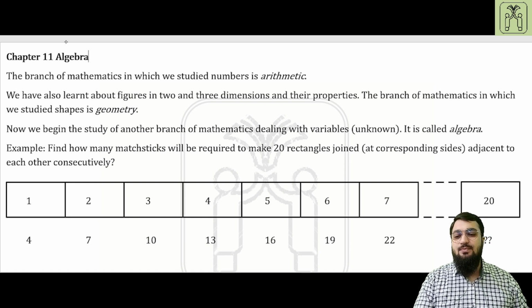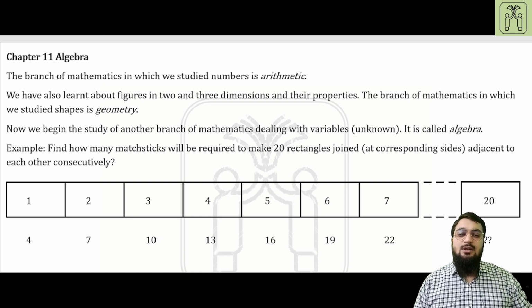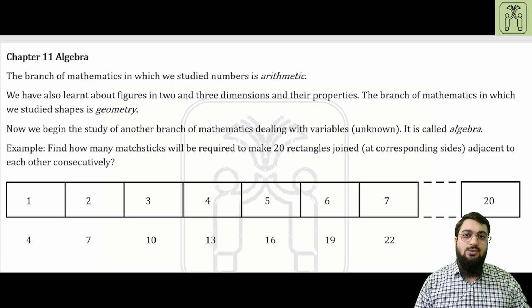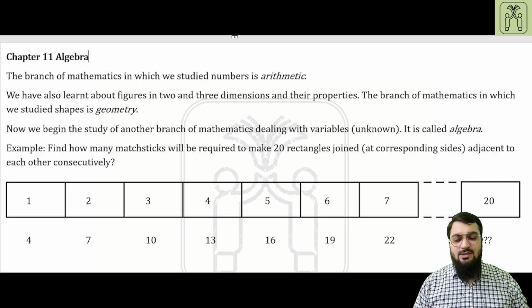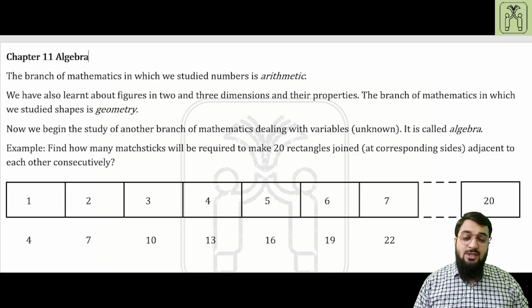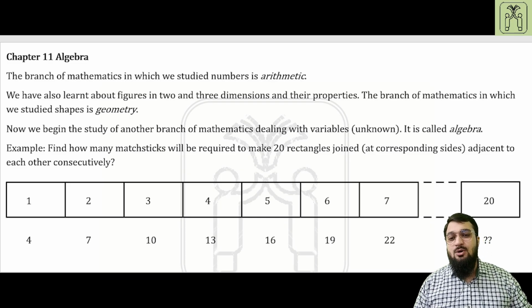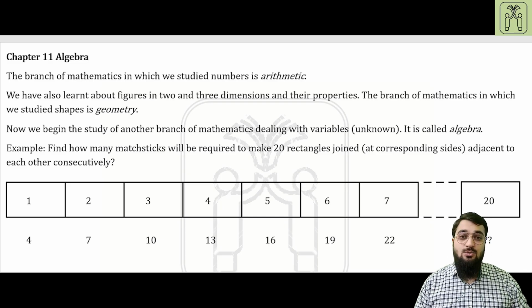So basically, algebra is nothing but the study of the unknowns or the study of the variables. This is the most famous and most commonly used branch of mathematics. It is used in physics, it is used in chemistry, it is used in mathematics, that is for sure. It is used in many concepts of mechanical engineering and so on. So it is the most commonly and highly used branch of mathematics, that is algebra.